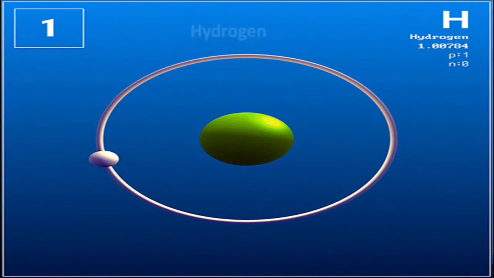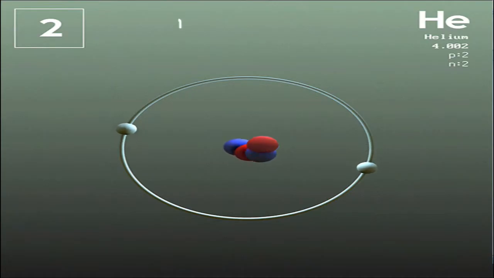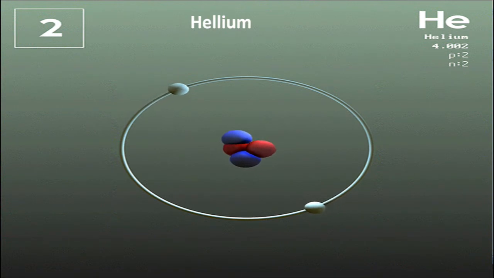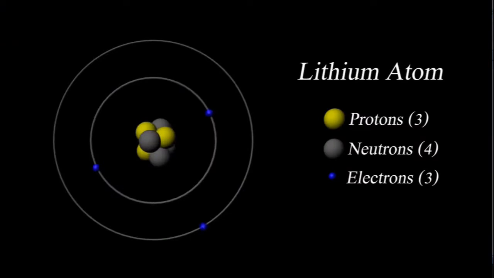First, the atomic number of hydrogen is 1. It is represented by symbol H. It contains only one electron and one proton. Atomic number 2, helium. Helium is represented by symbol He and it has 2 electrons. Atomic number 3, lithium, represented by Li.